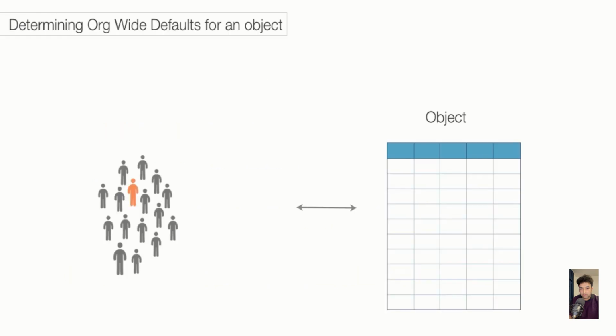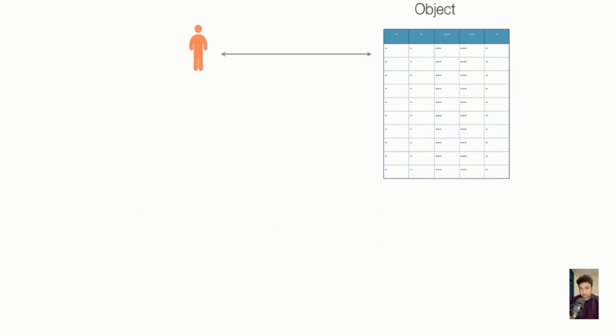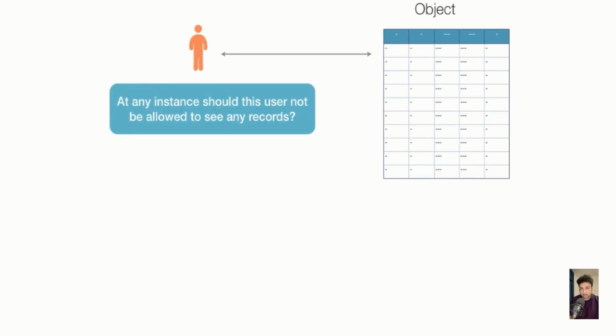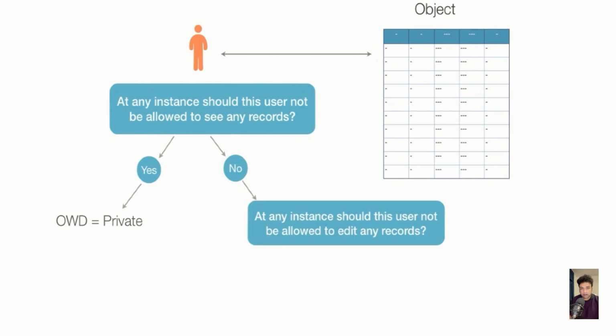Determining the organization-wide defaults is quite simple. You would want to pick the most restricted user of an object and ask yourself the following questions. At any instance, should this user not be allowed to see any records? If the answer is yes, then the organization-wide default is private. If no, then you would want to ask yourself another question. At any instance, should this user not be allowed to edit any records? If yes, then the organization-wide default is public read-only. If no, then it's public read-write.